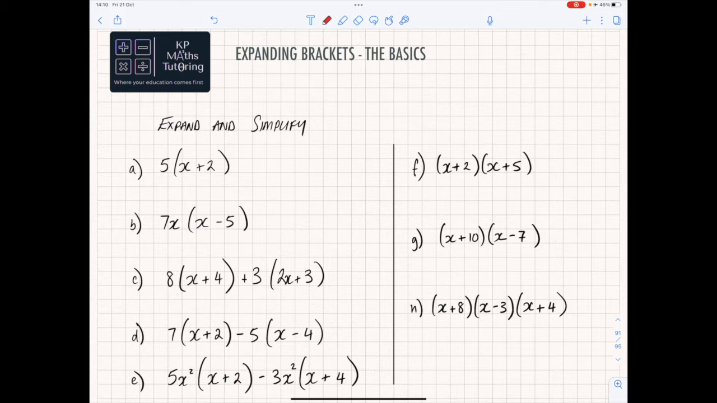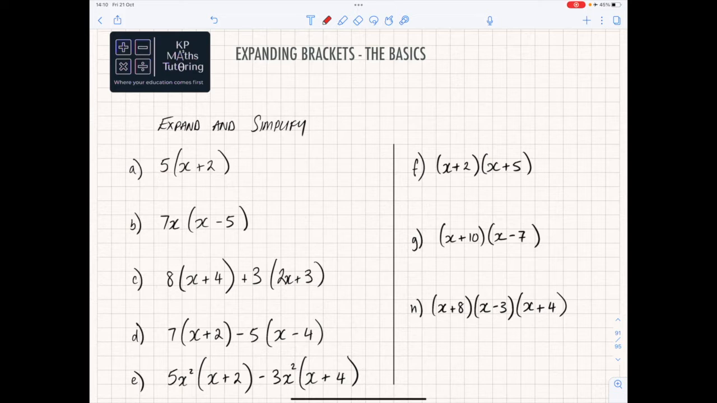So in this one we're going to be looking at expanding brackets. We're going to go through the basics, which are the questions we've got on the left hand side here, and then we're going to look at the ones on the right hand side which become a little bit more complicated, going through where we expand double brackets and then triple brackets as well. So let's jump straight in and look at this first example.